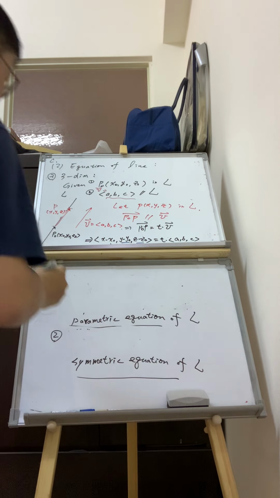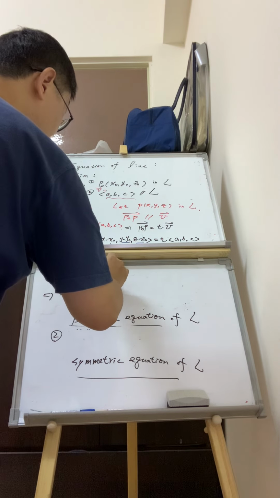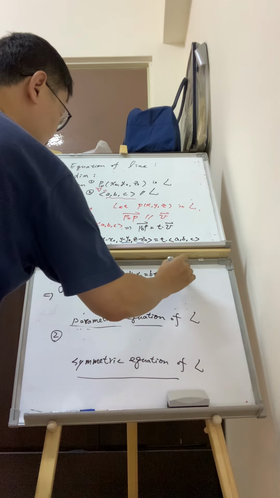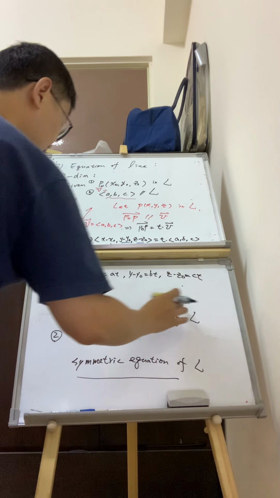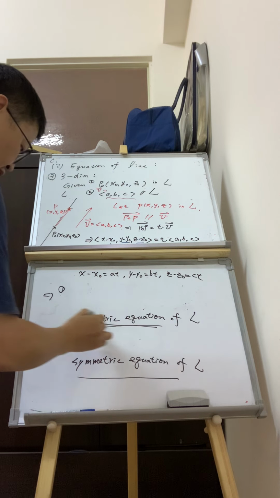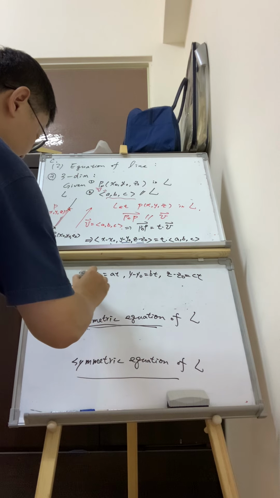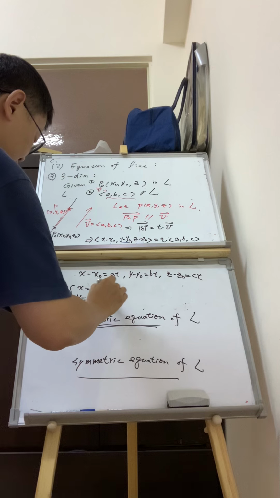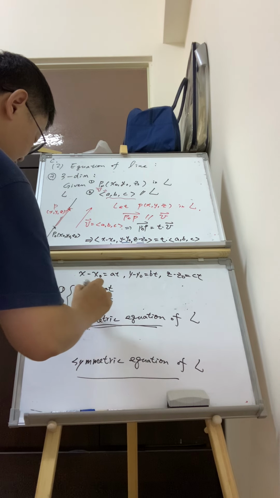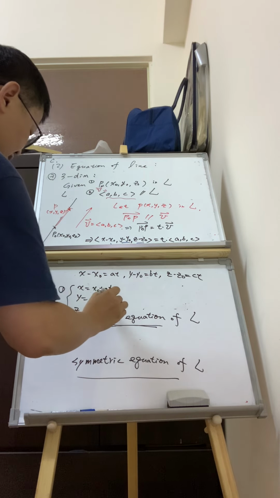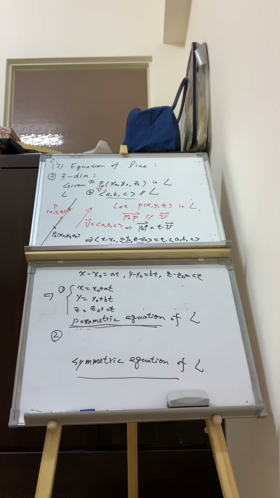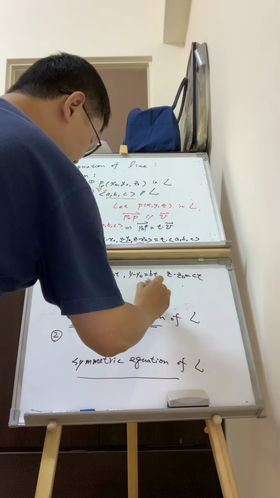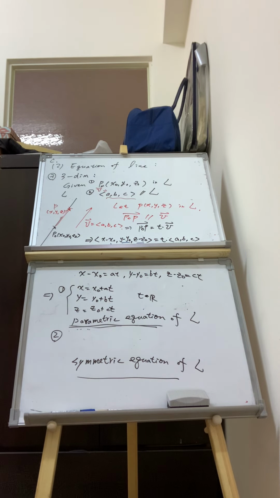So what we get is x subtract x0 equals at, y subtract y0 equals bt, z subtract z0 equals ct. So the parametric equation of L means that x equals x0 plus at, y equals y0 plus bt, z equals z0 plus ct. This one is called the parametric equation of L. And sometimes the parameter t we could skip it. Yeah, t could be any real number.